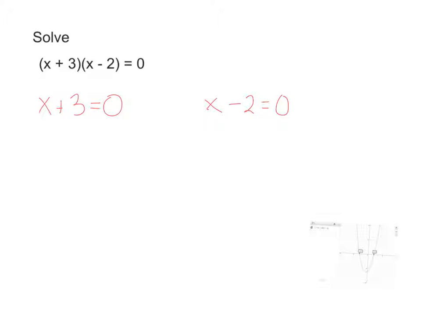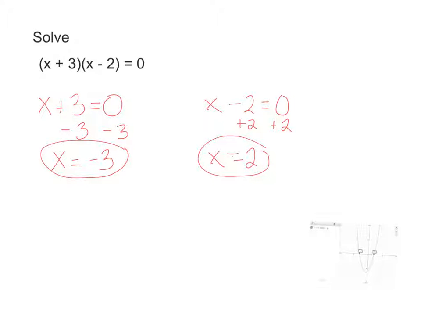And if x plus 3 equals 0, then what does x equal? -3, right. So subtract 3 from both sides to solve for x. X equals -3. And if x minus 2 equals 0, then what does x equal? 2. Add 2 to both sides. X equals 2.